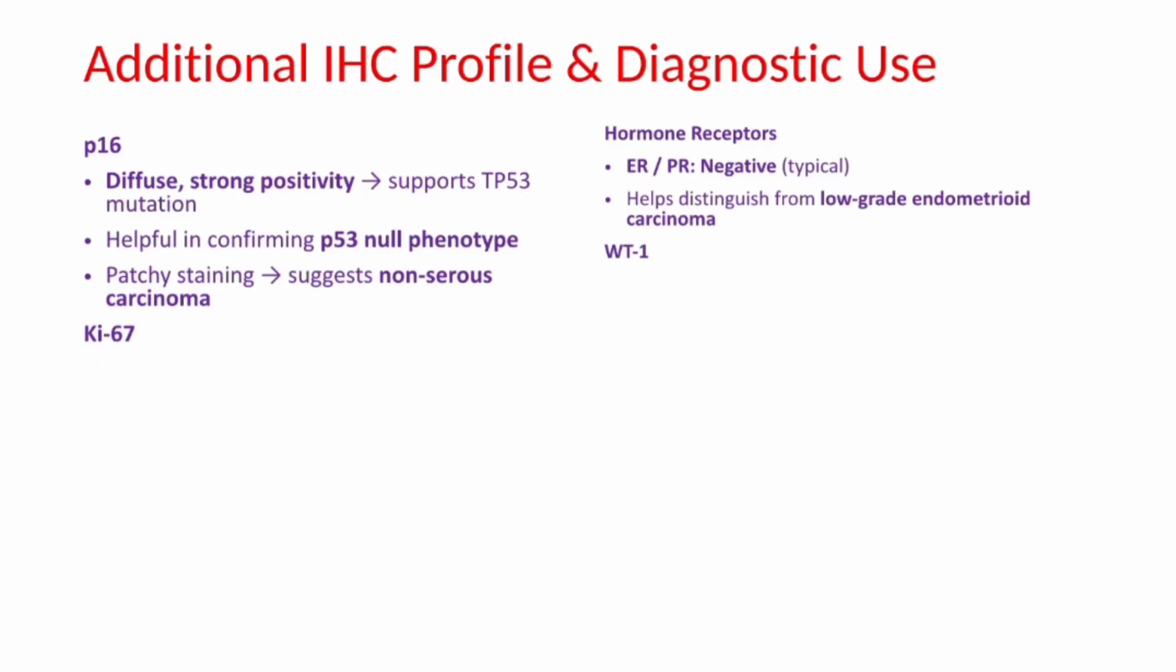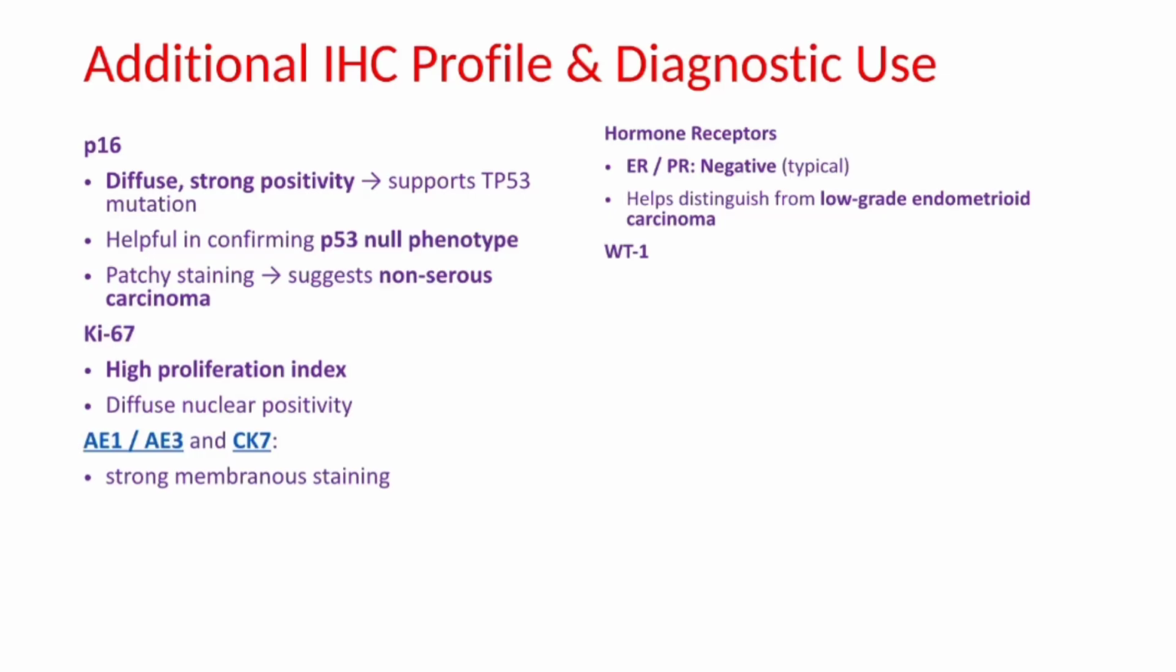Now, hormone receptors, ER and PR, are mostly negative. If we see endometrioid carcinoma, they are ER and PR positive. So it helps distinguish from low grade endometrioid carcinoma. Ki67 shows diffuse nuclear positivity, and CK7 and AE1/AE3 give strong membranous staining. Along with that, PAX8 shows strong nuclear staining.